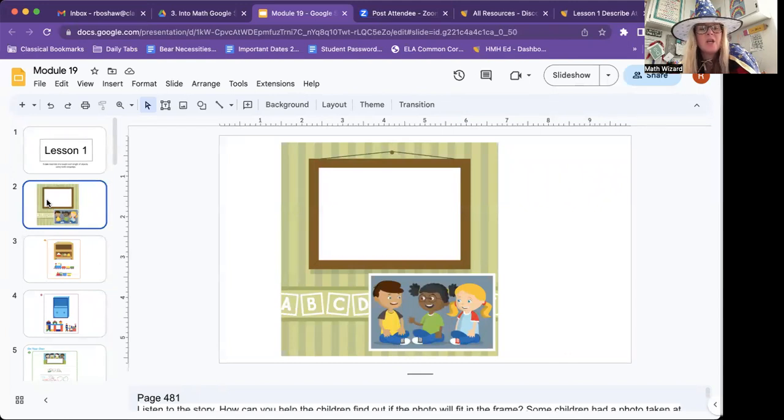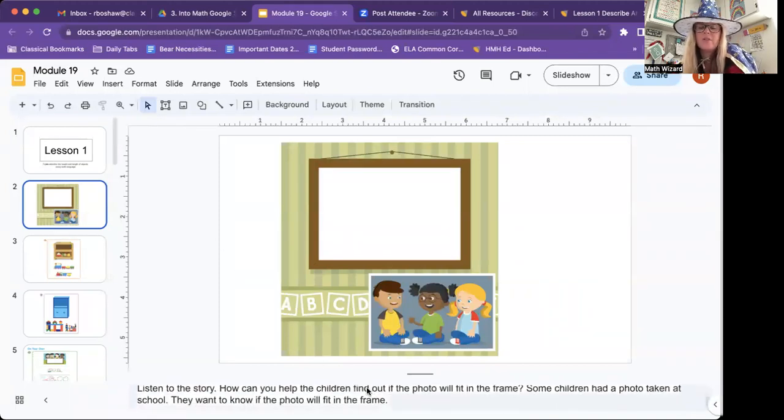You are on page 481. The way that we write that is 4, 8, 1: 4 hundreds, 8 tens, 1 one. All right, here's the question. How can you help the children find out if the photo will fit in the frame? Some children had a photo taken at school. They want to know if the photo will fit in the frame.